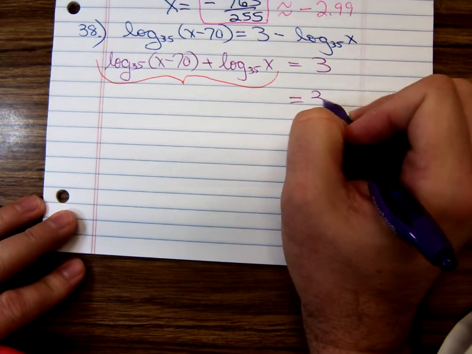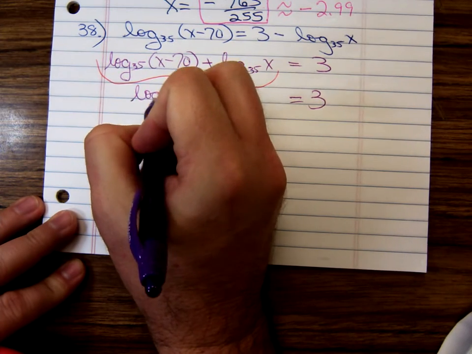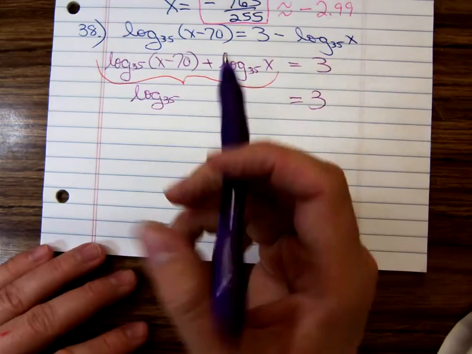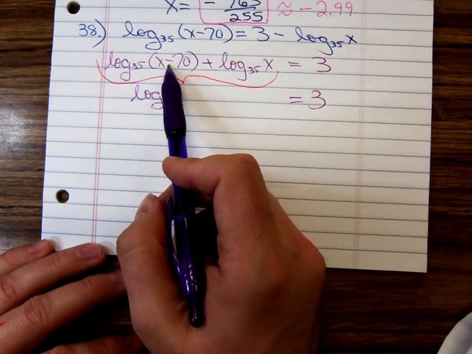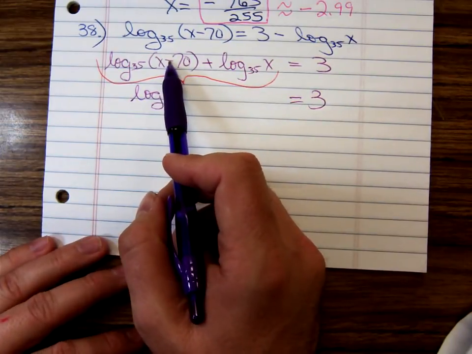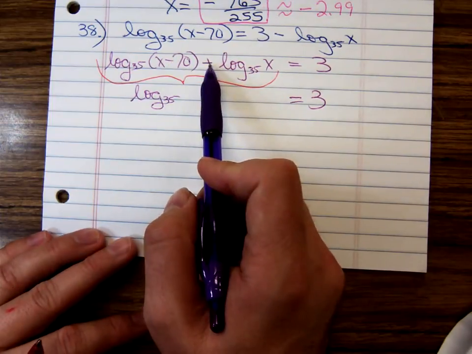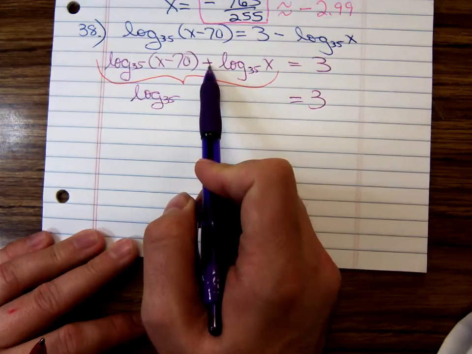Here's my log base 35. Do I need a fraction bar? No, but we have a minus. Why don't we need a fraction bar? It's inside the parentheses. You don't look at the signs inside the argument. It's the sign connecting the logarithmic terms. That's a plus, so no fraction bar.